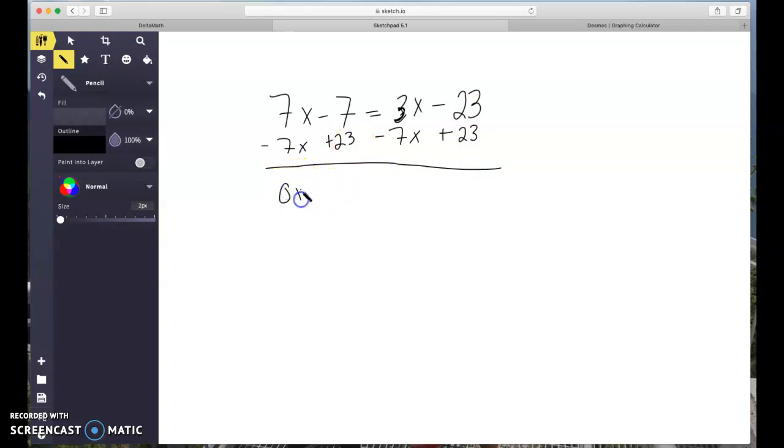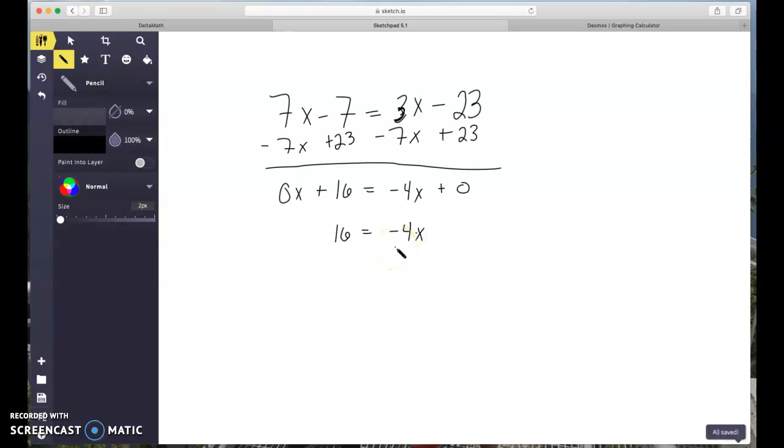So I'm left with 0x, negative 7 plus 23, that gives me 16. And 3x minus 7x is going to give me negative 4x. And negative 23 plus 23 is 0. When I simplify this down, 0x is 0, 0 plus 16 is just 16, and negative 4x plus 0 is negative 4x.